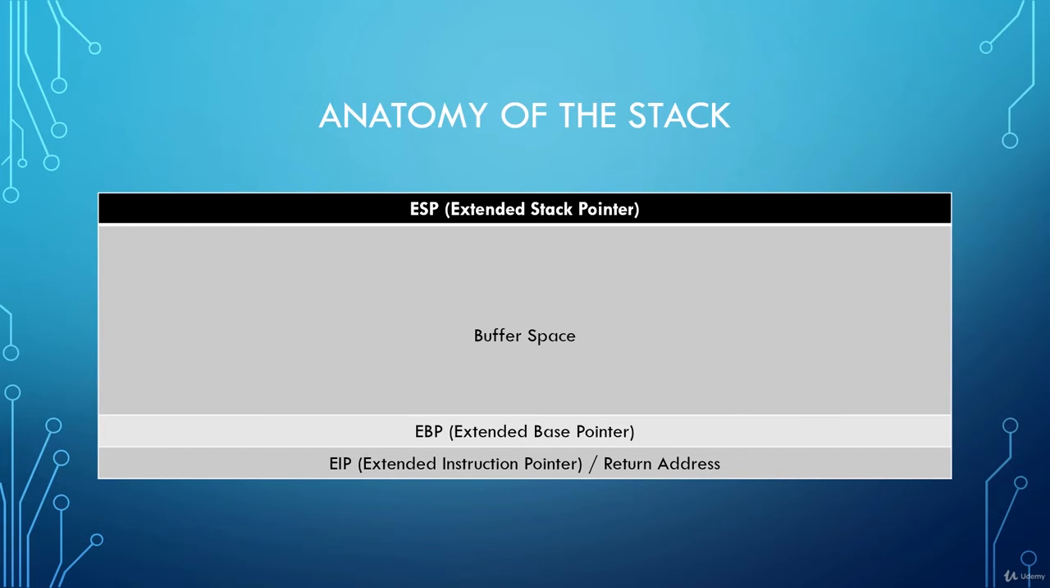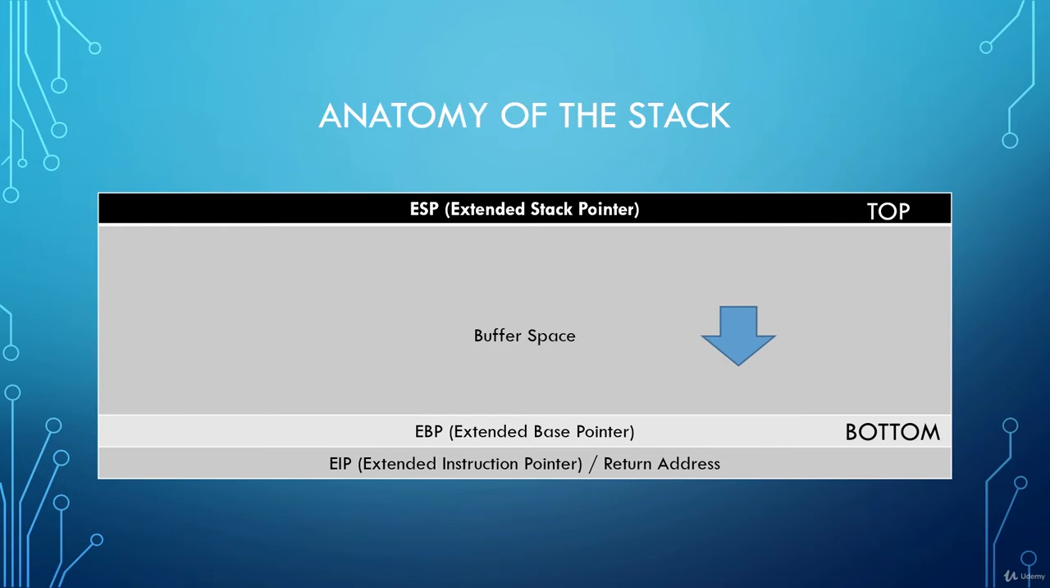But what we need to know for this lesson is that you have the ESP, your buffer space, your EBP, and your EIP. We can think about this again as the ESP sitting at the top and the EBP sitting at the bottom. What happens is you have this buffer space, and this buffer space fills up with characters. So the buffer space is going to go downward.